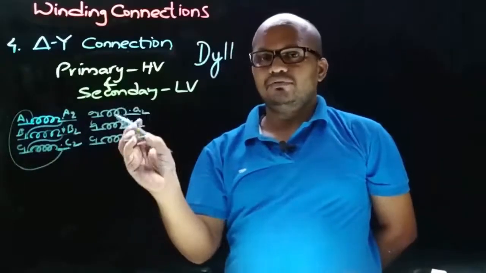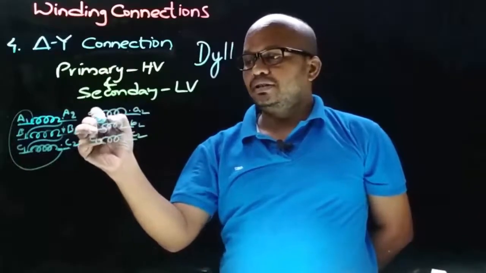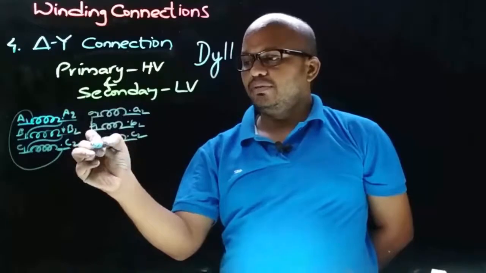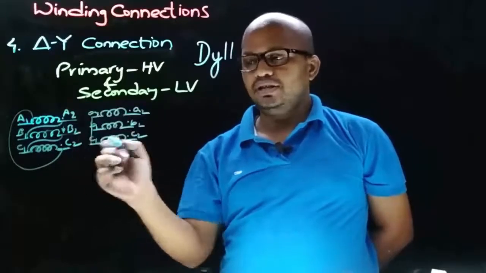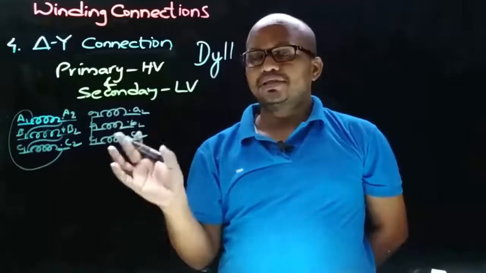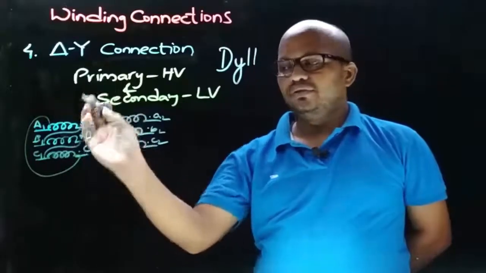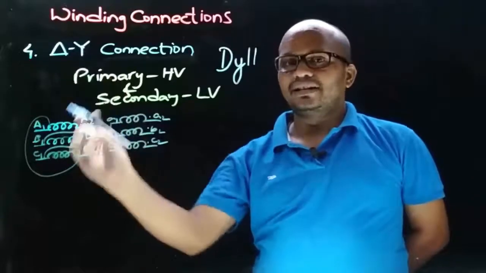And now coming to the LV winding, which is star connected, here we are taking the common connections as A1, B1 and C1. So let's join that and take the connections from A2, B2 and C2. And now let's draw the phase diagram for this connection. First, let's draw the phase diagram for the primary side delta connected winding.